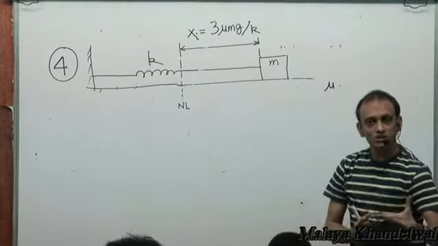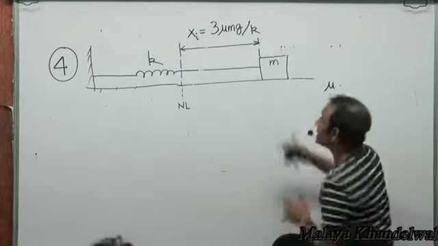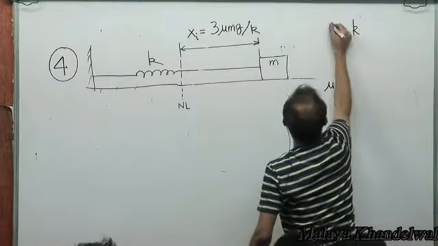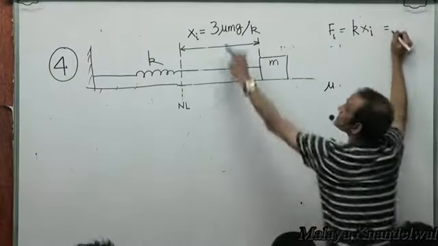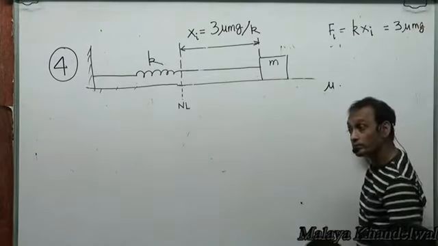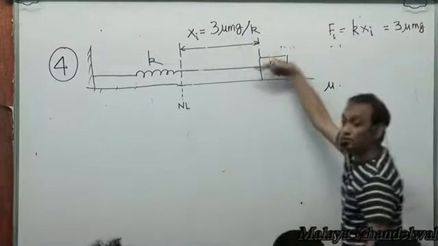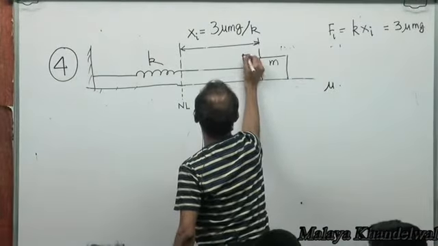The spring force in this position of mass m is going to be K times xi, initial spring force. K times xi, which is 3 mu mg, yes or no? K times xi is 3 mu mg acting leftwards, isn't it? Spring force, initial spring force.